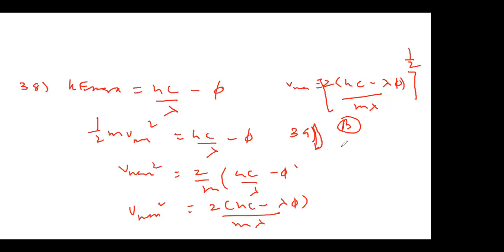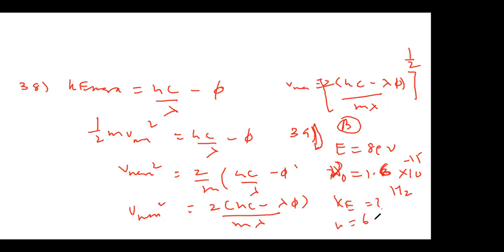39. Photon of energy 8 electron volt is incident on a metal surface of threshold frequency 1.6 into 10 raised to 15 hertz. The kinetic energy of the photoelectron emitted will be how much? If h is 6 into 10 raised to minus 34 joule second.